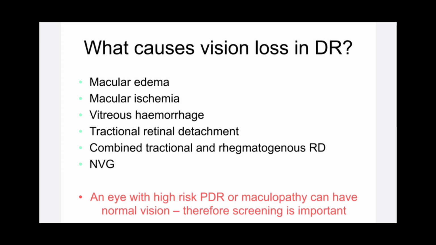These are macular edema, macular ischemia, vitreous hemorrhage, tractional retinal detachment, combined tractional and rhegmatogenous retinal detachment and neovascular glaucoma. What we have to note is that an eye with high risk PDR or maculopathy can have normal vision. That is the importance of screening in diabetic retinopathy.